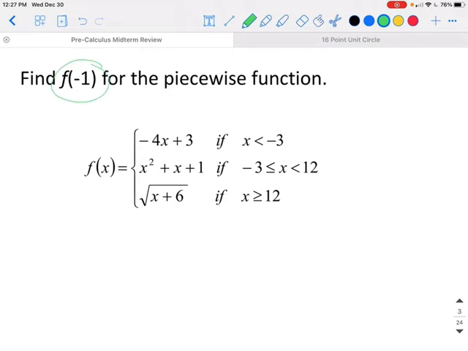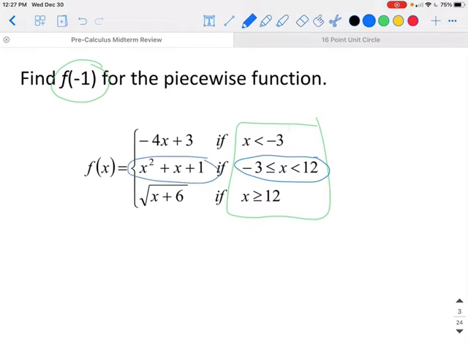This time, our x value is going to be negative 1. Again, we're going to determine which piece of our piecewise function we would substitute into. And negative 1 is between negative 3 and positive 12. So we're going to use the middle piece of our piecewise function.